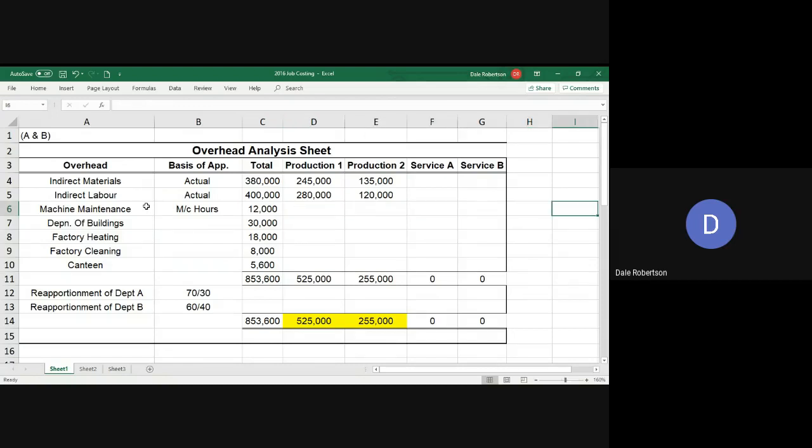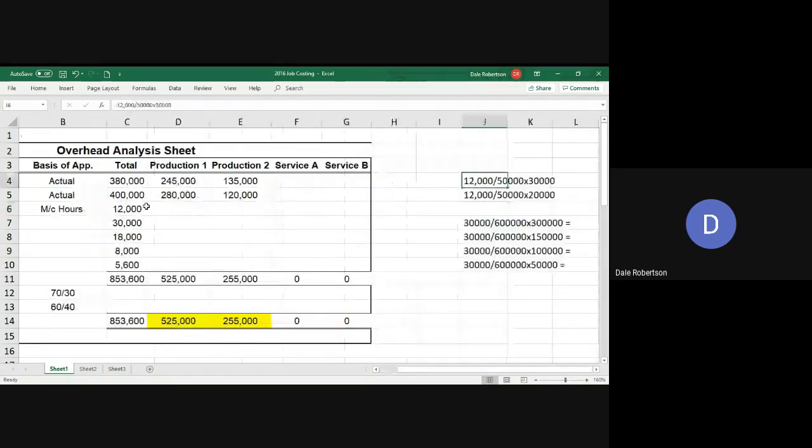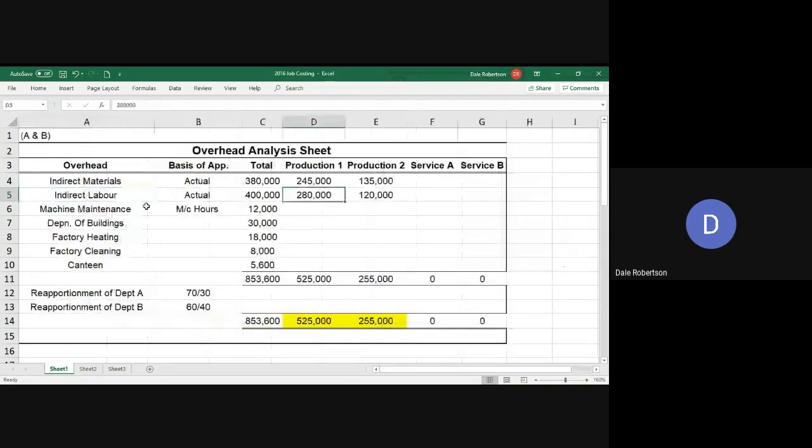So I'm going to just bring you over here for a moment because I have this already done. You take your 12,000, divide it by 50, and then multiply by 30, and take your 12,000, divide by 50, and multiply by 20. And your calculator will do that fast for you, and that should give you the following numbers. It should give you 7,200 and 4,800. That is 30,000 and 20,000 of the 50 total.